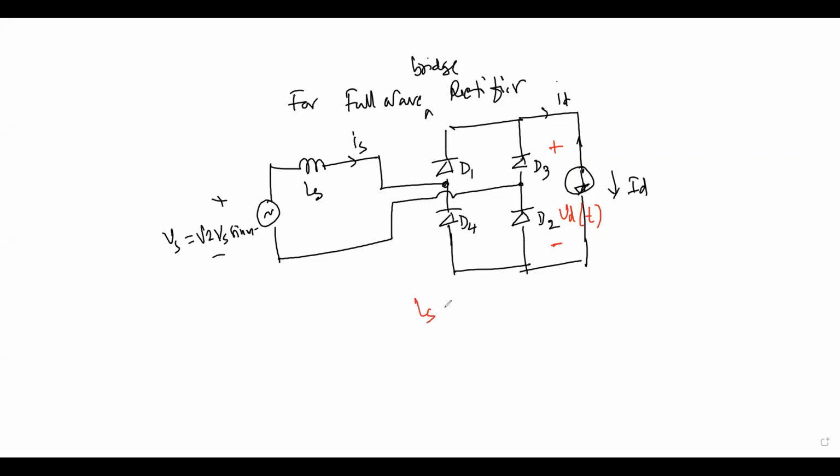When LS equals 0, then VD should be 0.9 Vs, because this is a full wave rectifier. The output voltage will be like this.